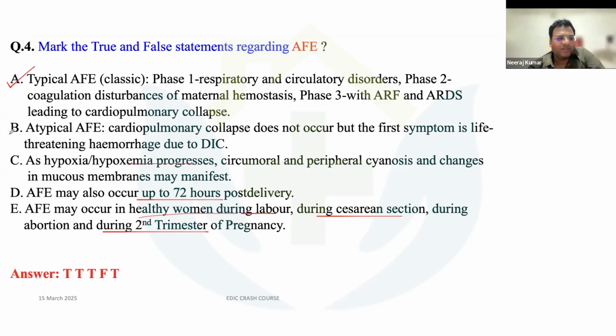This is true. This is true. This is true. This is not true. This is not true. And this is again a true statement. So till now, you'll get all information related to your amniotic fluid embolism.